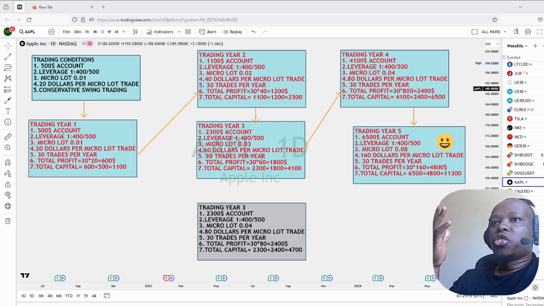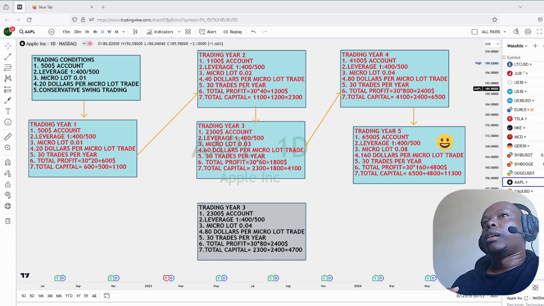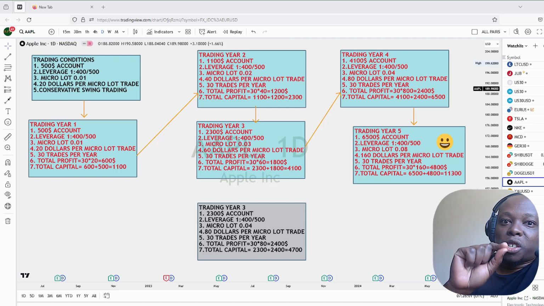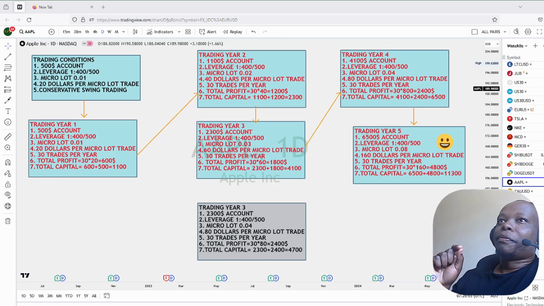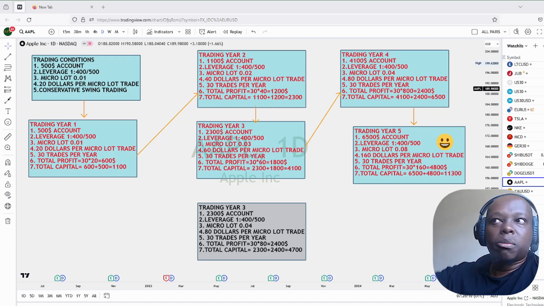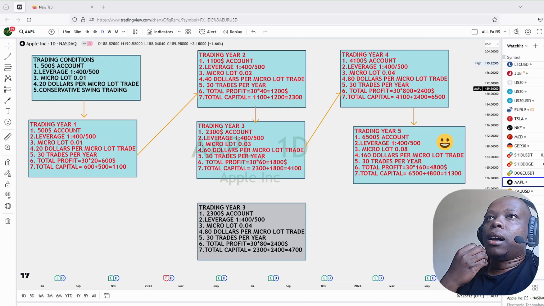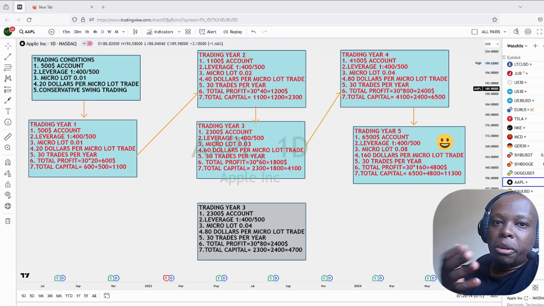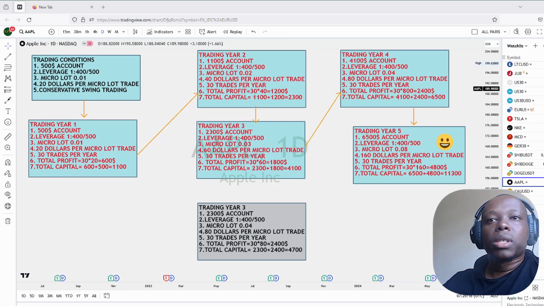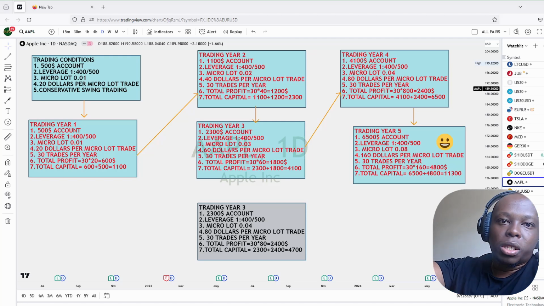So trading year two, we have 1,100. Leverage is 1:400. We have a micro lot of 0.02. Now notice we have gone from 0.01 to 0.02. So now if you're making 20 for 0.01, now we'll be making 40 for 0.02. Simply just scaling up. Now the total profit for the year will be 30 by 40, which is 1,200. That is what you're seeing on the screen.